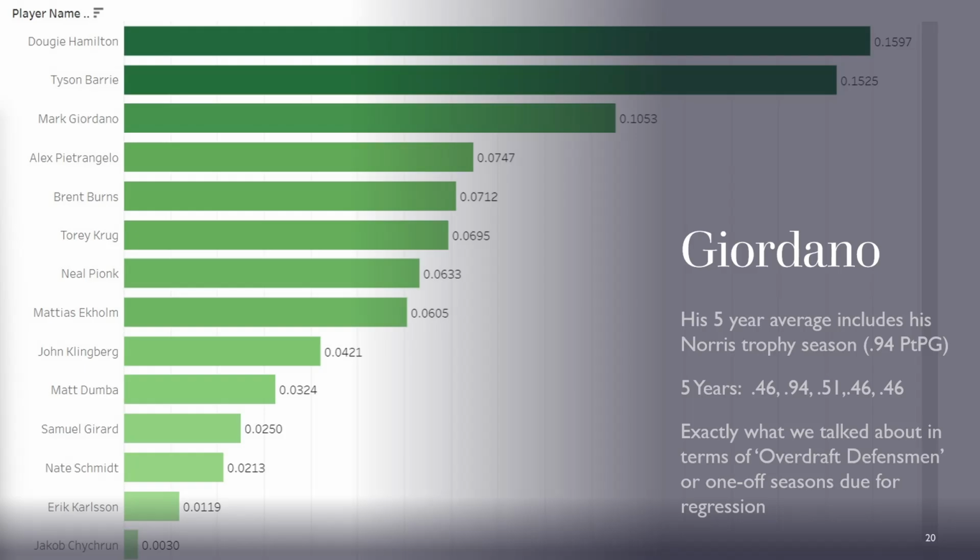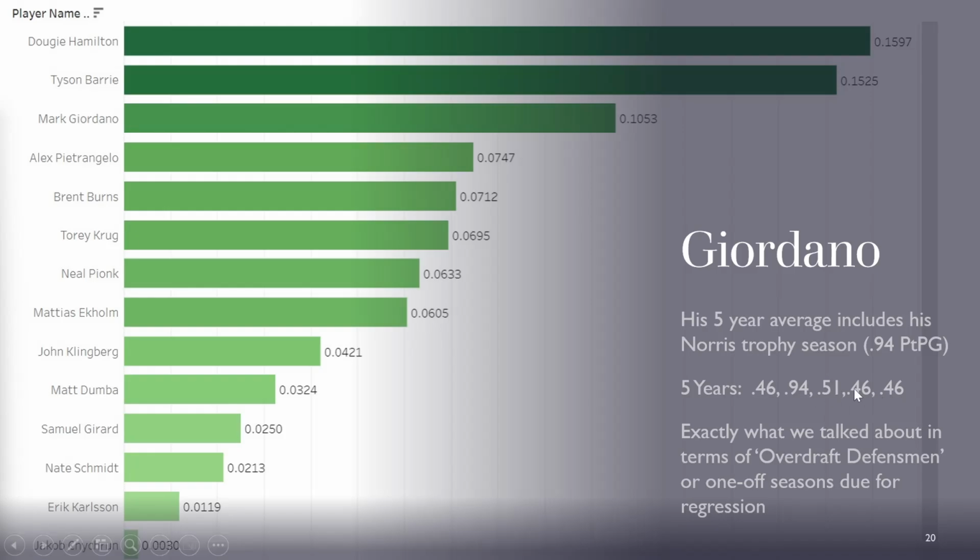So we were talking about in the overdraft video, looking for regression candidates. Typically, the guys we would look for that regression would be this exact profile. So 0.46, 0.94, 0.51, 0.46, 0.46. So let's just imagine that this 0.94 was at the end of this set. That's exactly what you would look for. You would say to yourself, okay, he's around a 0.46 every year, and he had a 0.94 last year, so he's obviously due for regression.